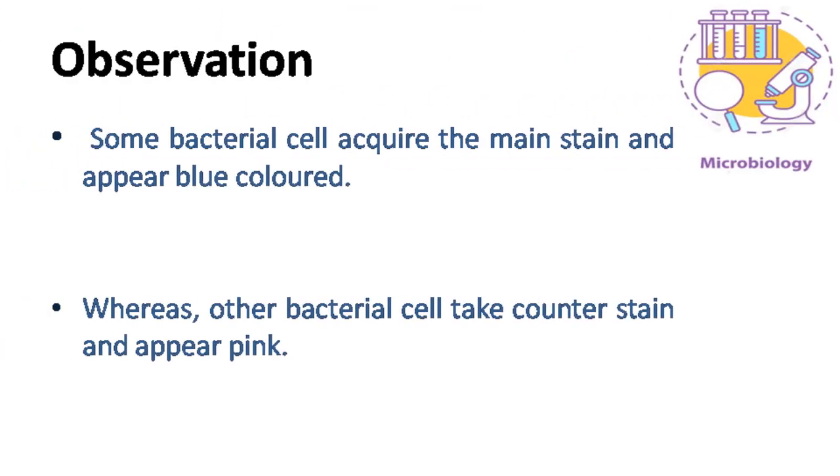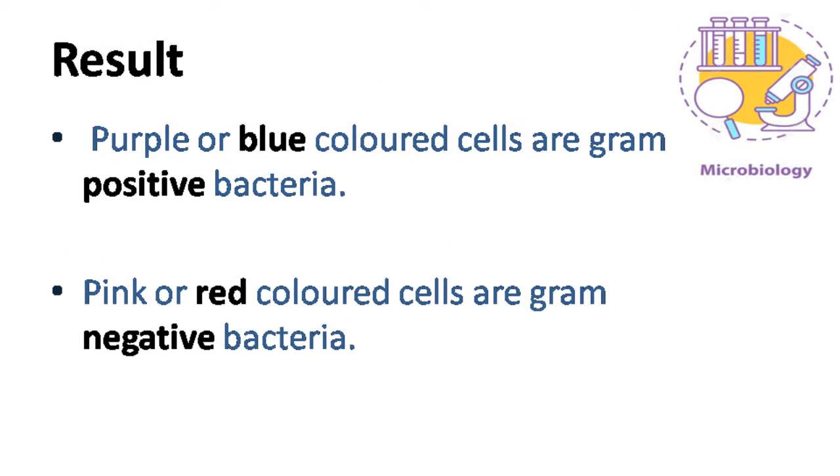Observation. Some of the bacterial cells acquire the main stain and appear blue colored, whereas other bacterial cells take the counter stain and appear pink. Now, let's take a look at the result of gram staining. Purple or blue colored cells are gram-positive bacteria, whereas pink or red colored cells are gram-negative bacteria.